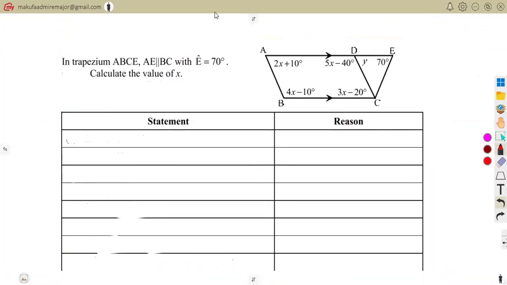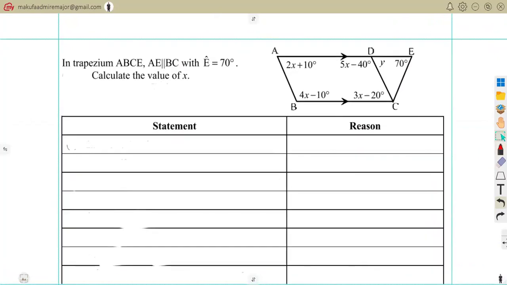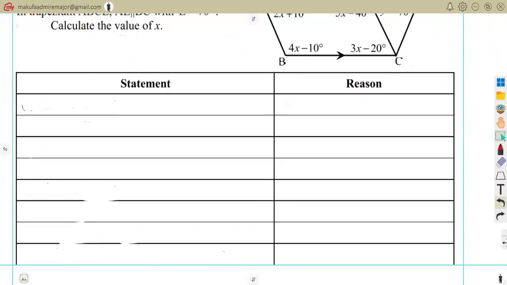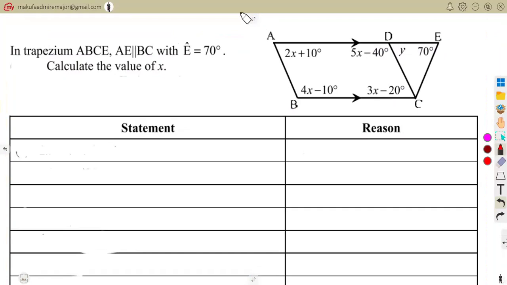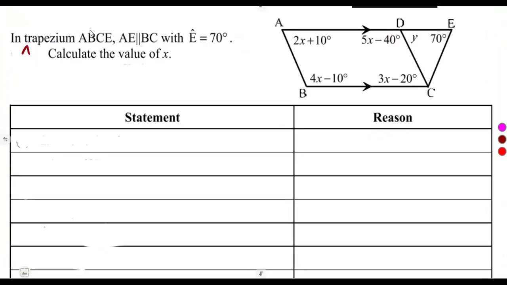So there is a specific question that we are going to use. All right, let me try to have it this way. So this is our question. On this question, we are given that this is a trapezium. In trapezium A, B, C, E, this is a trapezium. So we only have this pair of sides, one pair. AE is parallel to BC. They are already stated on this part here. AE is parallel to BC, and angle E is equal to 70 degrees. So the question is, calculate the value of X.